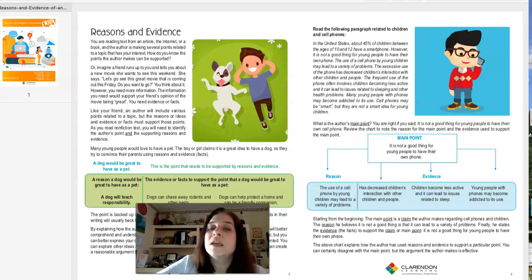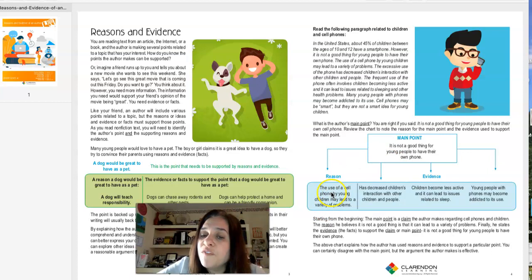I did. So basically now you have to look, and that's just a simple paragraph. So this is a pretty easy example. What's the author's main point? Hopefully you were able to determine that really they're trying to convince you or anybody who reads this that it is not a good idea or a good thing for young people to have their own phone. You're like, what? Well, the reason.